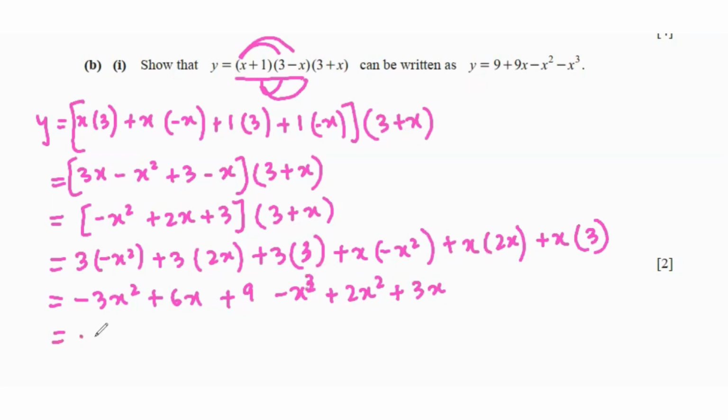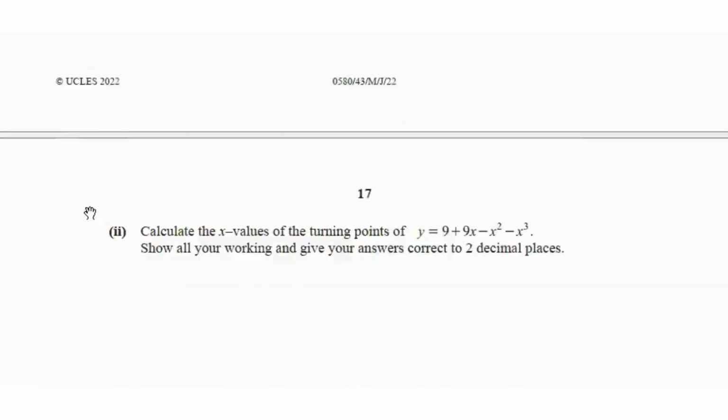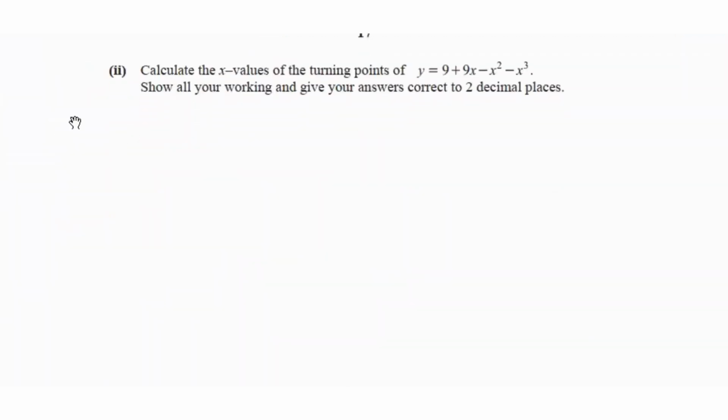It's x cubed. So -x cubed minus x squared plus 9x plus 9. That is our equation, which is also given in the question. Then it says calculate the x values of the turning point of y equals 9 plus 9x minus x squared minus x cubed. Show all your working, giving your answer correct to 2 decimal places.